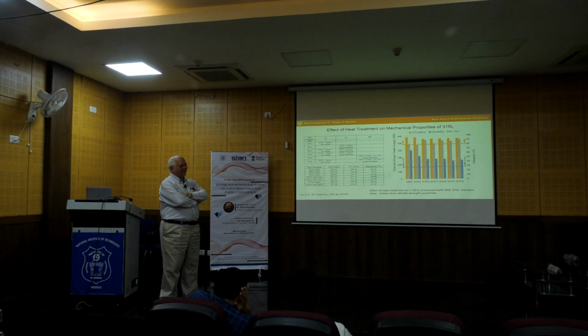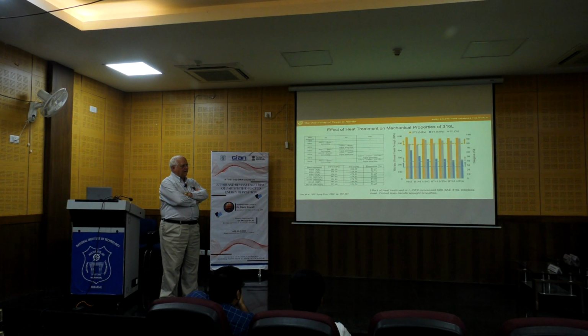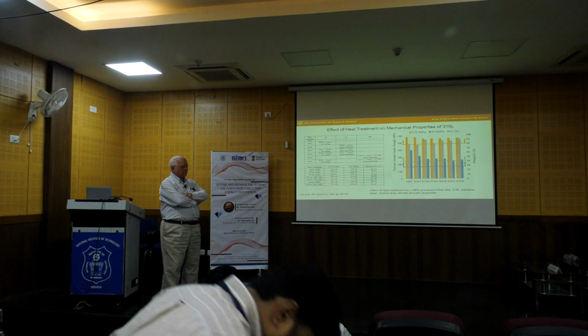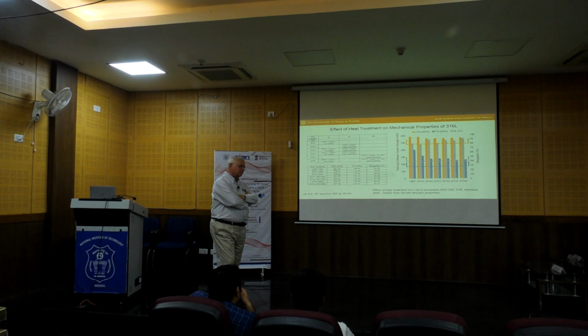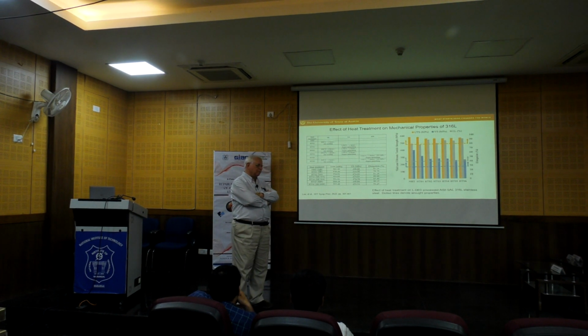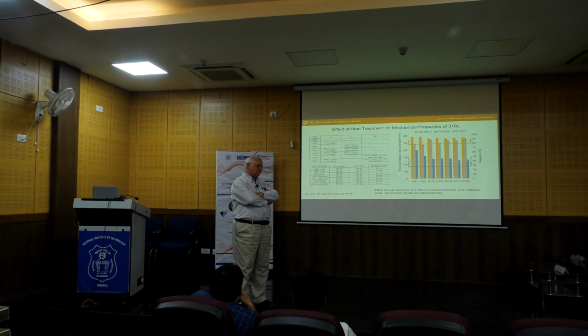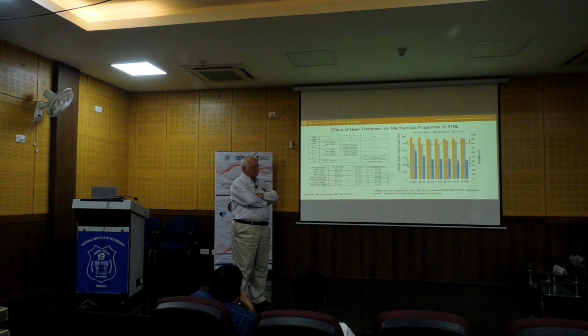Comparing AM parts to conventional processes, it's observed that AM parts have increased strength and increased hardness, but fatigue and ductility are found to drop a little. So do we have to choose the AM process according to the application? If it requires fatigue resistance, we should not go for AM processing, but if only strength and hardness are required, we can go for AM processes.